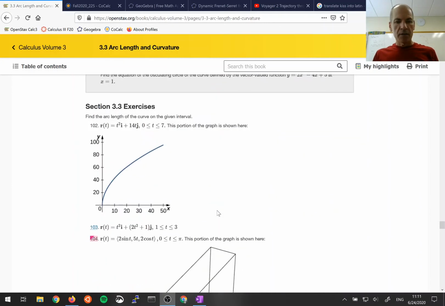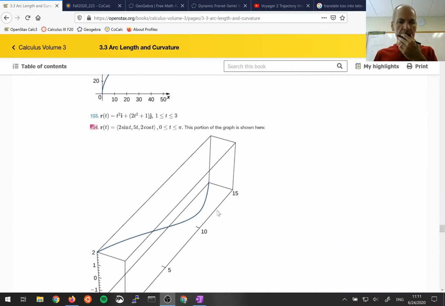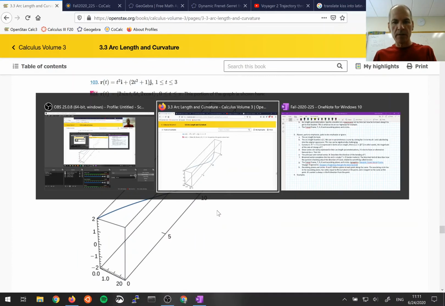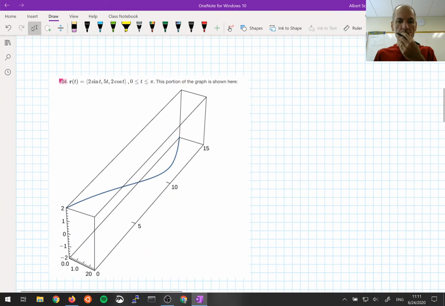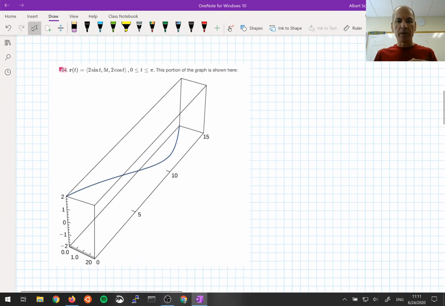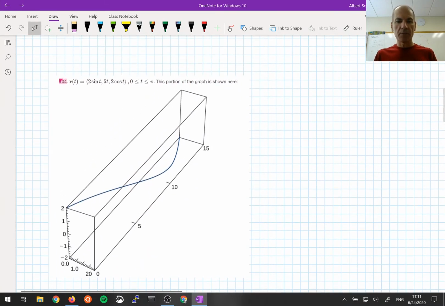Okay, let's talk a little bit about the first exercise, problem 104. I've got these over in my notes here. In problem 104, you're asked to compute the arc length of this particular chunk. The visual here is just a sketch of this curve over the segment 0 to pi.